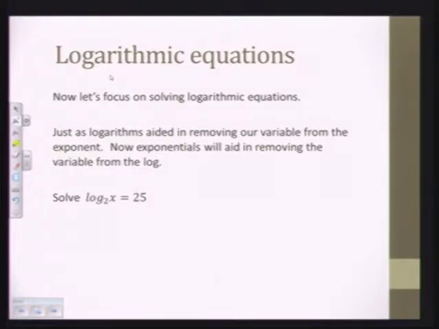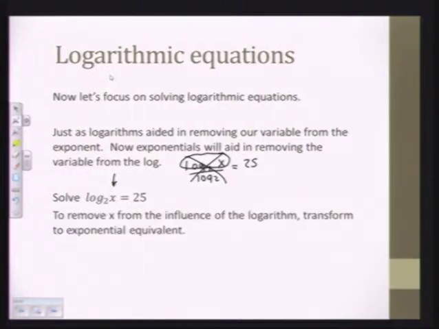Let's solve the equation, log base 2 of x equals 25. Now, first of all, let's be careful here. Some people might say, well, I'm just going to divide both sides by the log base 2. But remember, this is not the log base 2 times x. It's the log base 2 of x. This is a unit. I cannot divide by the log base 2 because I'm not multiplying by the log base 2 on both sides. So I've got to find a way to get that x out of our logarithmic statement.